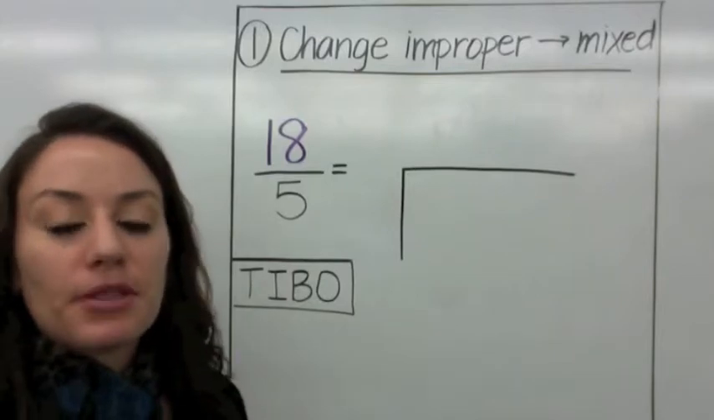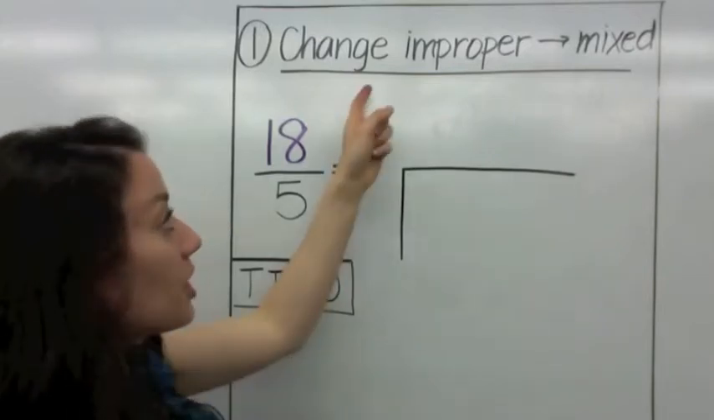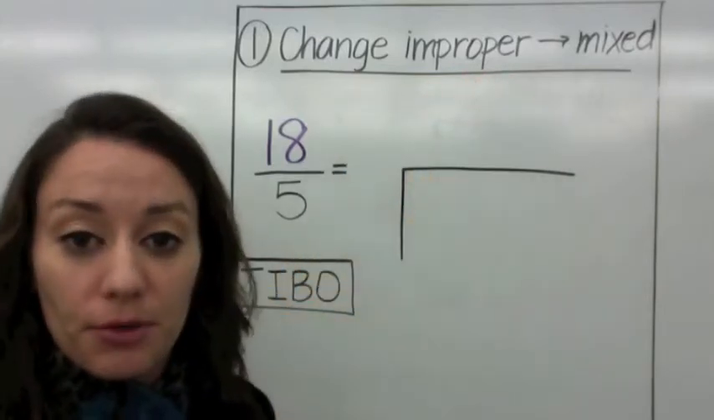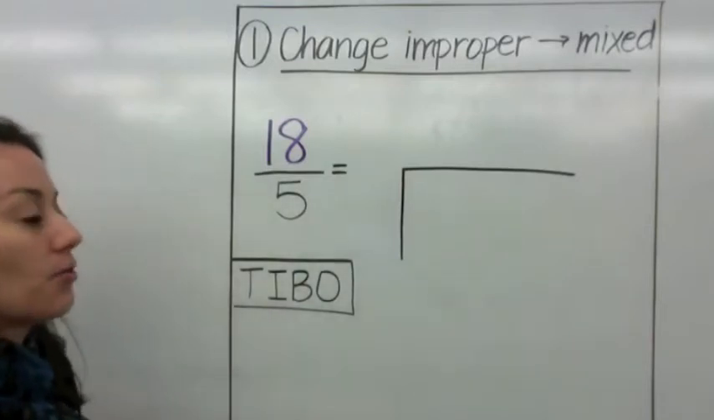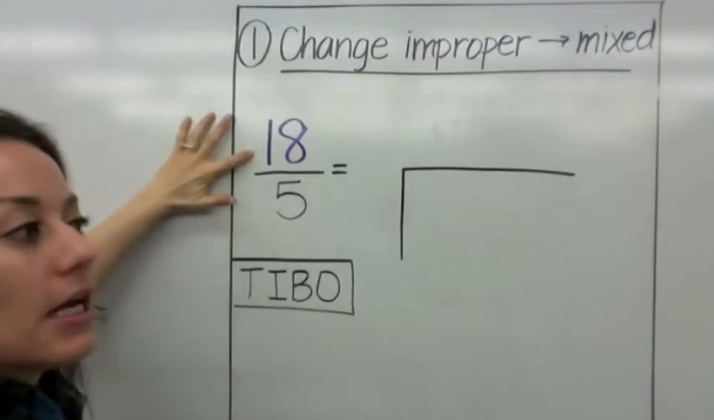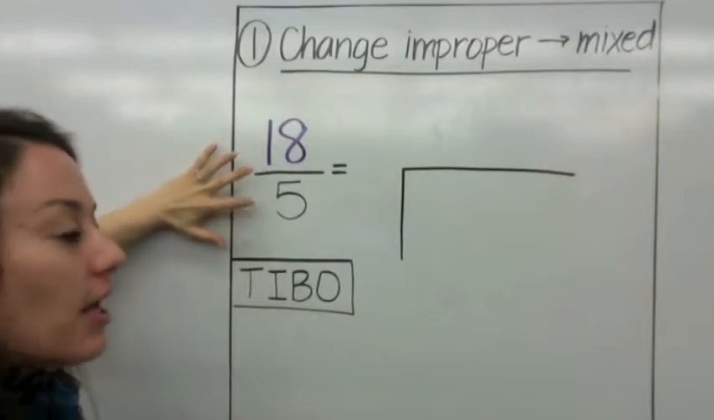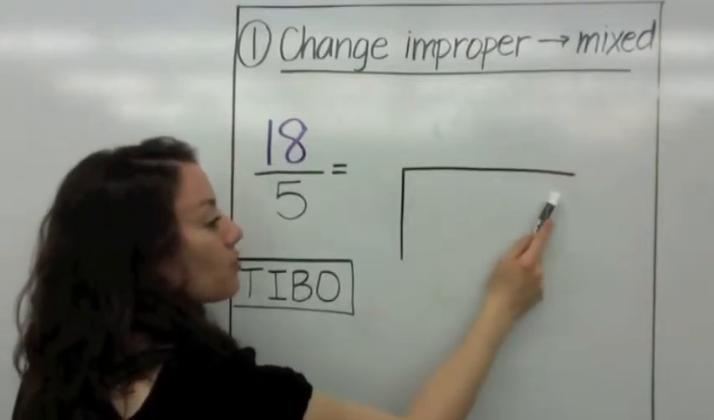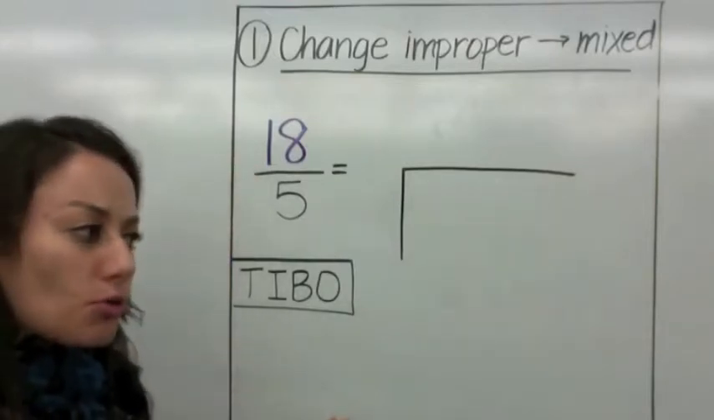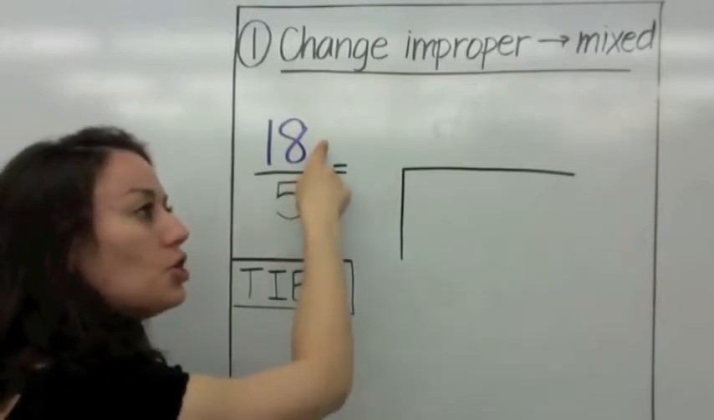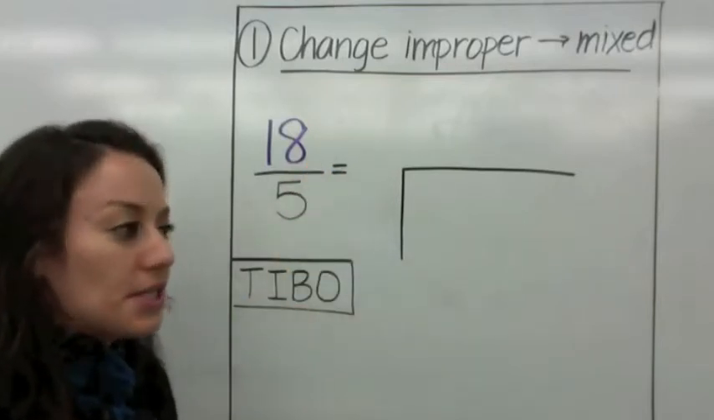So let's try example number 1. And for all of these, you're going to be changing improper fractions to mixed numbers. So the improper fraction, write it down for me, is 18 divided by 5. And then you have this division house right here. To remember, where does the numerator go and where does the denominator go?